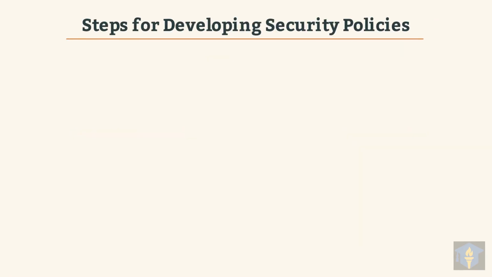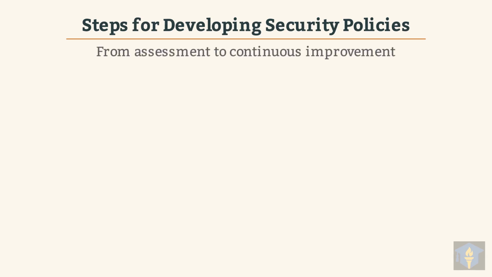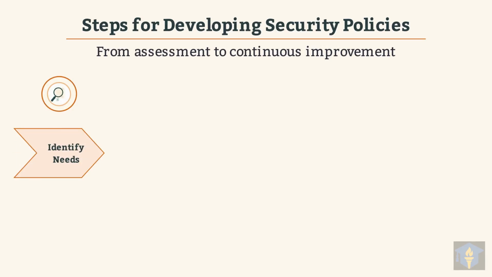Next, we'll outline the essential steps involved in developing robust security policies for your organization. This process guides us from initial assessment all the way through to continuous improvement and refinement. The first crucial step is to clearly identify the organization's specific security needs and objectives. This involves assessing requirements, considering compliance standards, and ensuring robust data protection measures.